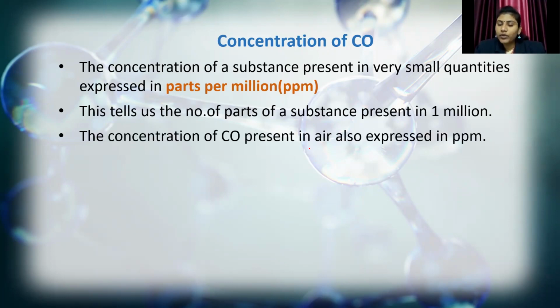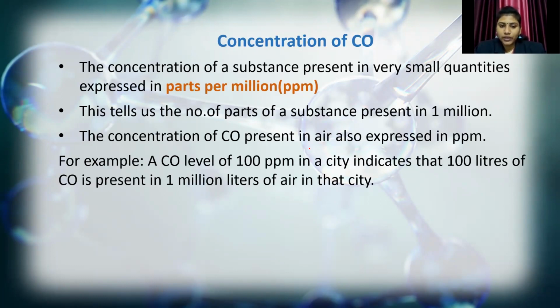The concentration of carbon monoxide in air is also in a low amount, so we can express this also in parts per million. For example, a carbon monoxide level of 100 ppm in a city indicates that 100 liters of carbon monoxide is present in 1 million liters of air in that city. Here we can see 1 million liters of air we are taking. In that, how many parts of carbon monoxide is present? 100 liters of carbon monoxide. So parts per million means the parts present in 1 million.